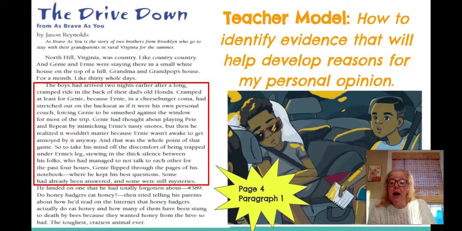So to take his mind off the discomfort of being trapped under Ernie's legs, stewing in the thick silence between his folks, who had managed to not talk to each other for the past 4 hours, Jeannie flipped through the pages of his notebook where he kept his best questions. Some he had already answered, and some were still mysteries.